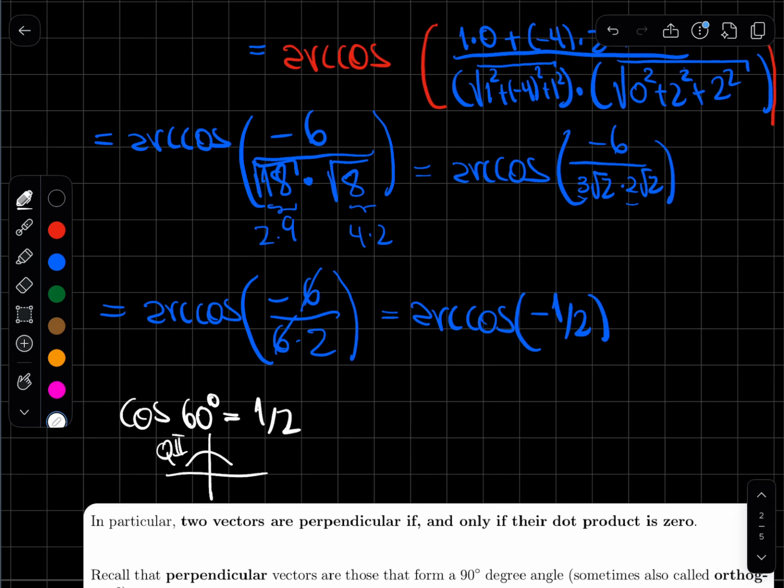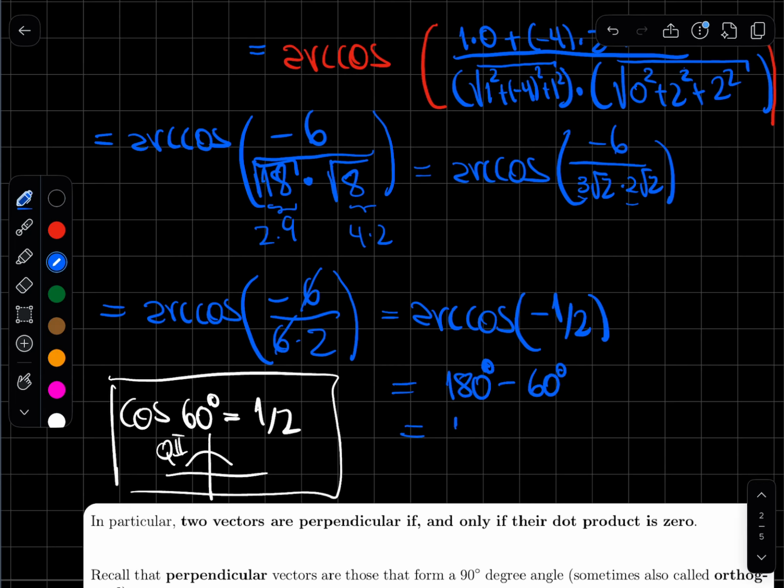So that means your angle is not going to be 60, but 180 minus 60, right? So 120 degrees. So just found the angle between the 2 vectors is 120. So that's pretty powerful stuff. Finding an angle between 2 vectors without having to draw them. I think it's pretty amazing.